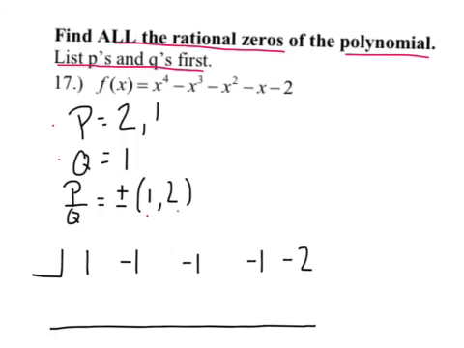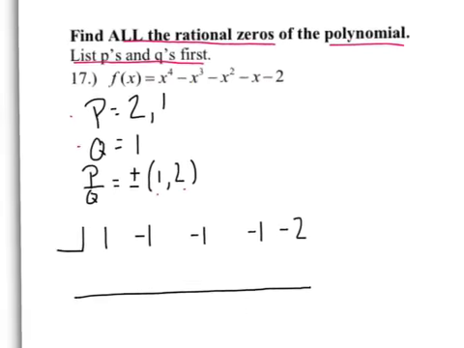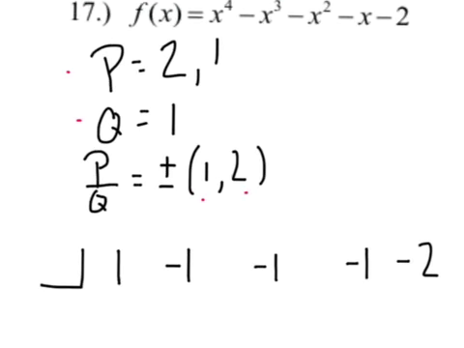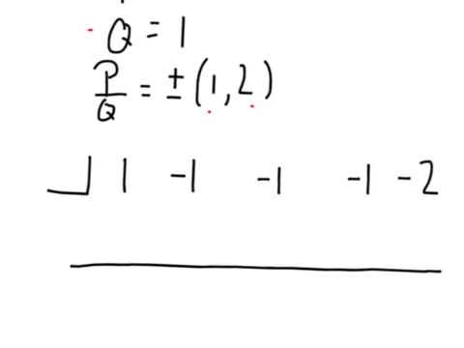So I set up the numbers 1, 1, negative 1, negative 1, negative 1, negative 2. Those are my leading coefficients here. And then I'm going to test some numbers. I'm going to start with 1 and then work my way down. Okay, so I'm going to start by plugging in 1 here, see if it works.